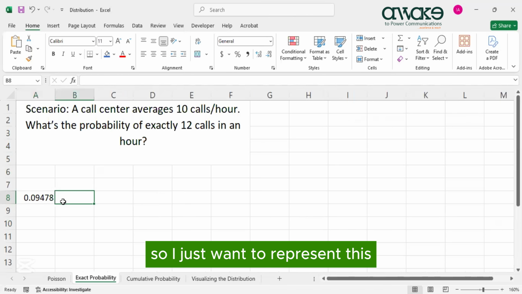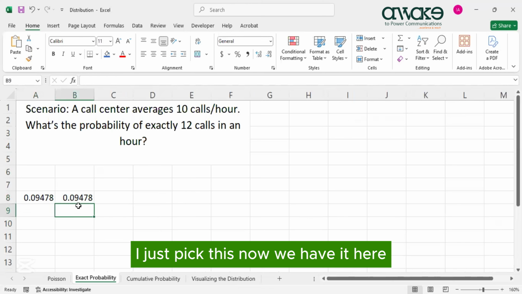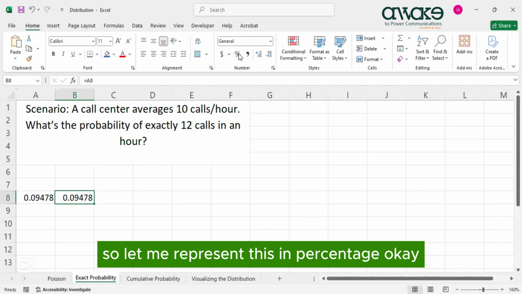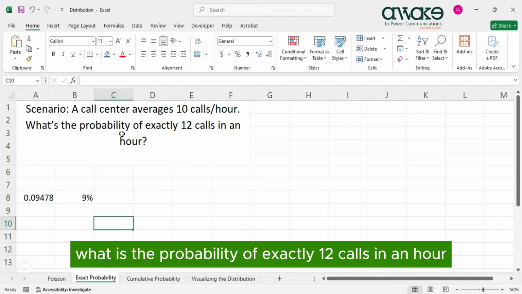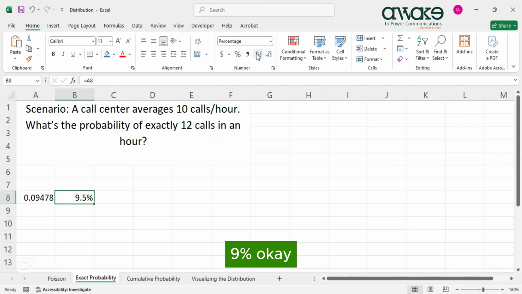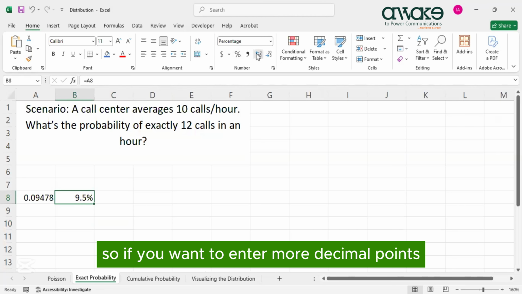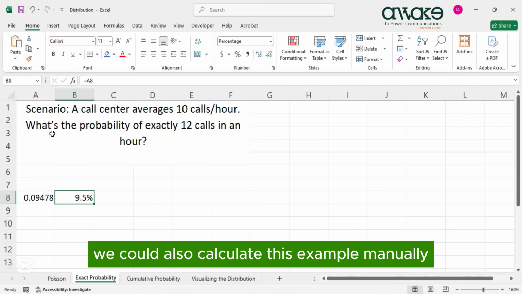So I just want to represent this. I'll say equals, pick this now and have it here. Let me represent this in percentage, okay? So basically, a call center averages 10 calls per hour. What is the probability of exactly 12 calls in an hour? The probability of exactly 12 calls in an hour will be 9%, okay? If you want to enter more decimals, you can have 9.48% or 9.5%. You could also calculate this example manually, okay?